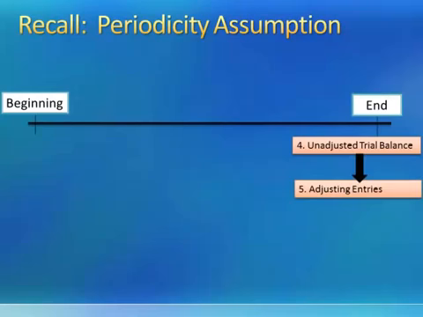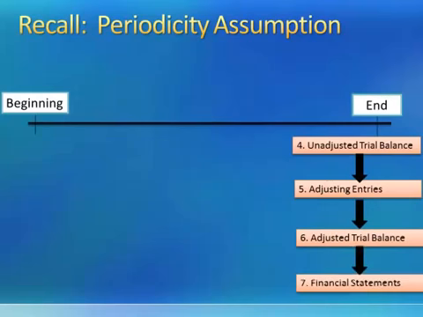After we prepare an unadjusted trial balance, we prepare adjusting entries. Adjusting entries will be discussed in a future module. After adjusting entries, we prepare an adjusted trial balance, and then finally, after the adjusted trial balance, we can make our financial statements. Remember, the goal is always to provide information to decision makers. Financial statements are one piece of information that we provide to our decision makers.